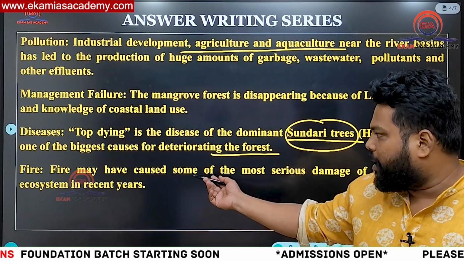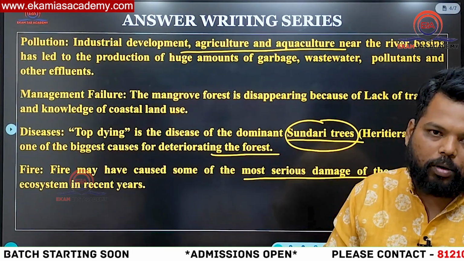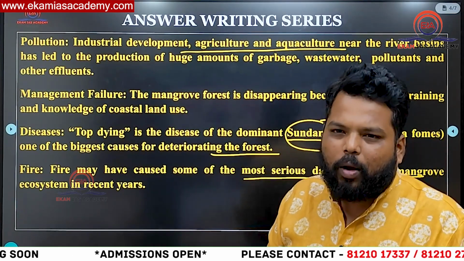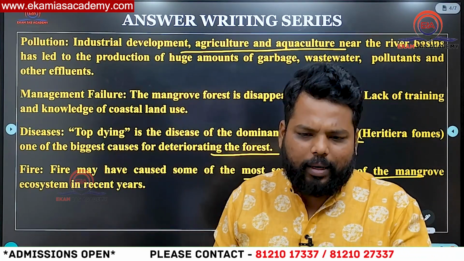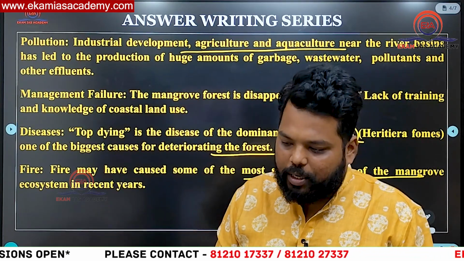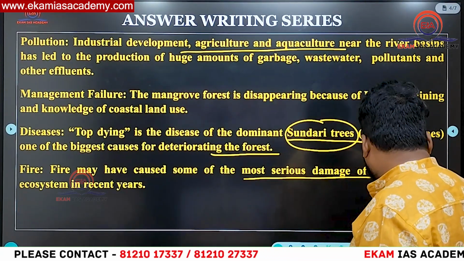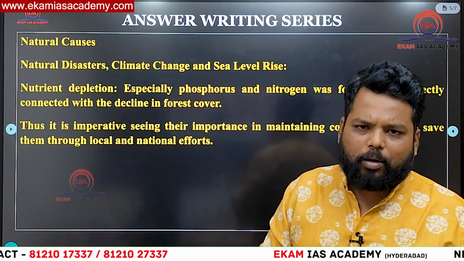Along with that, fire may have caused some of the most serious damage to the mangrove ecosystem in recent years also. So the camp firing which generally happens over there, or they tend to slash the wood and burn it, or the dry leaf burning which generally happens. So these would be the reasons which make up the depletion. So those are the anthropogenic causes.